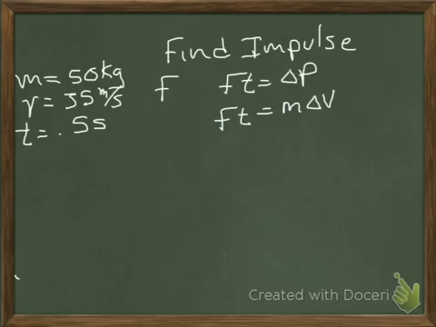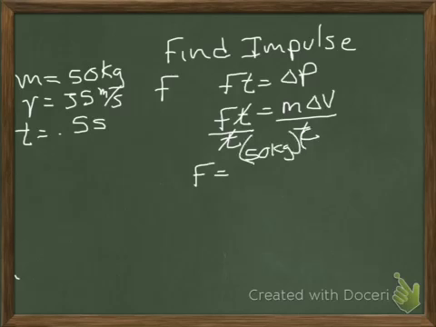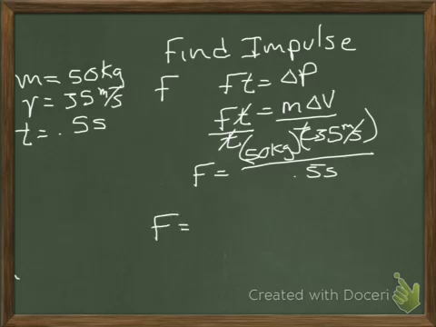Now as we look at this, we just need to find the force. So what we might want to do is solve it symbolically first. This will cause these times to cancel out. So force is going to be equal to our mass, which is 50 kilograms, multiplied by our change in velocity, 35 meters per second, and divided by 0.5 seconds. This will give us an answer of 3,500 newtons.